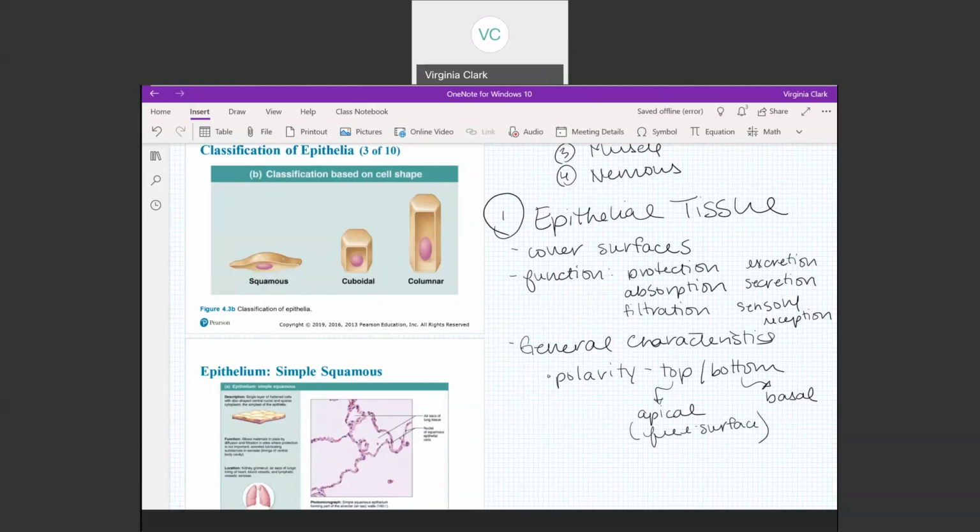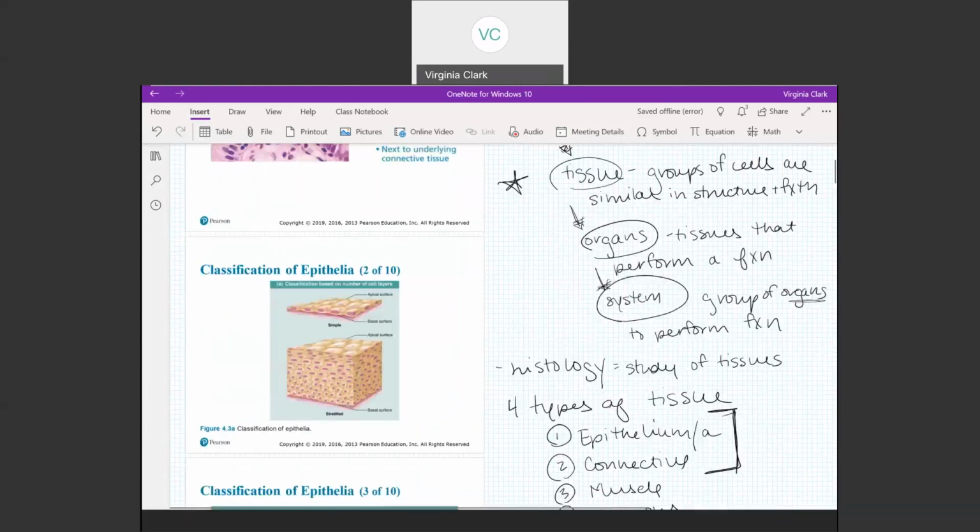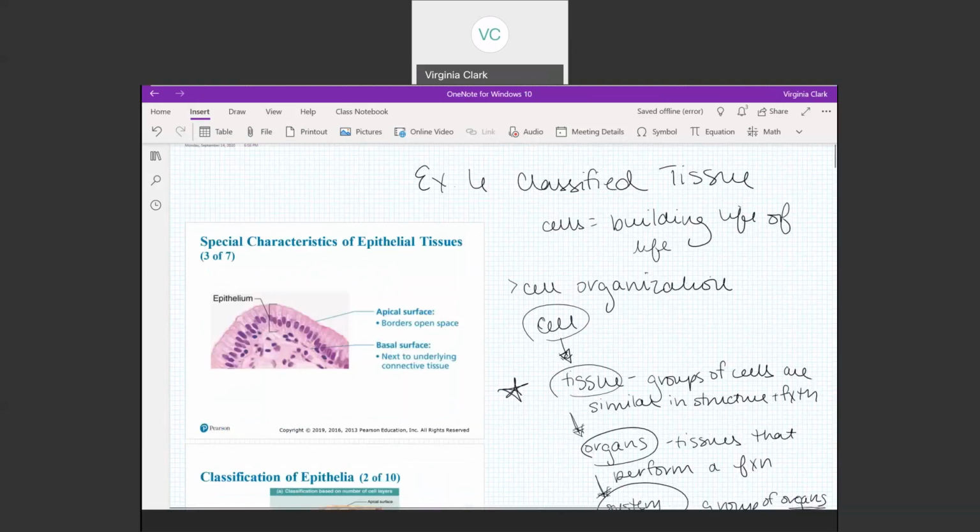So the apical surface is going to be the free surface. Remember, epithelial tissue covers things. So here's an example of our epithelial tissue. Let's say this is some sort of organ right here, and this is covering it. When it is covering something, there is always going to be an apical surface and a basal surface. An easy way to think about this is the apical surface is essentially where there's no other tissue. It is going to be empty.